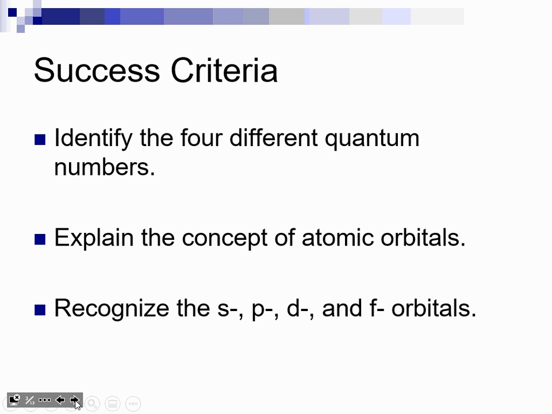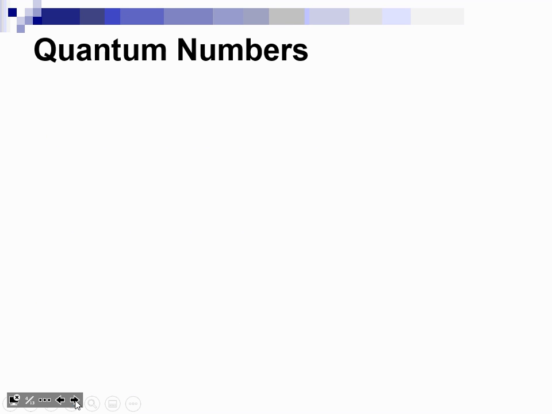We also need to recognize that these orbitals are of the S, the P, the D, and the F variety. So we have 4 different types of those orbitals, which we're going to call sublevels. So the quantum numbers, I'm just going to list all of the quantum numbers here, and then we're going to go a little bit more in depth on them.